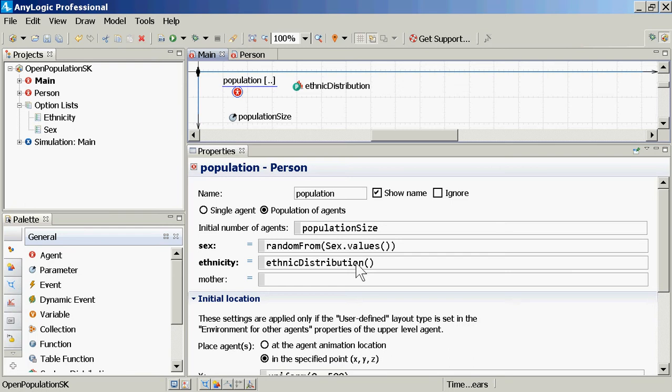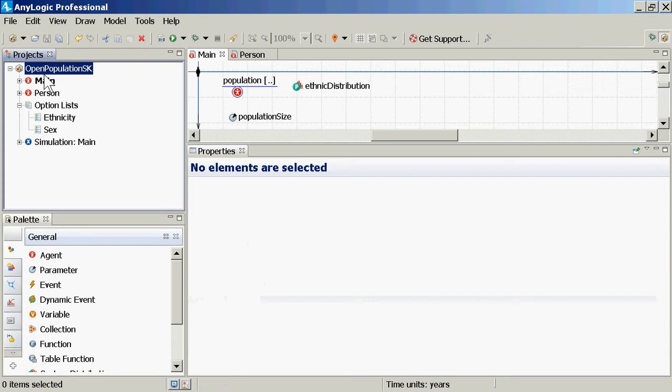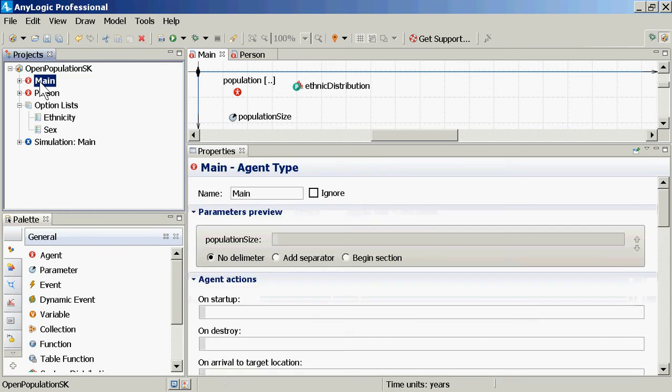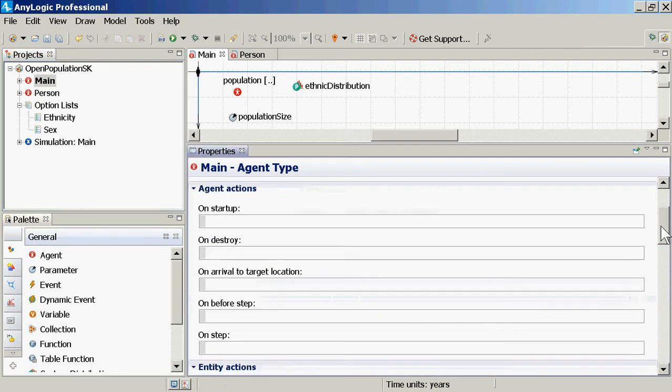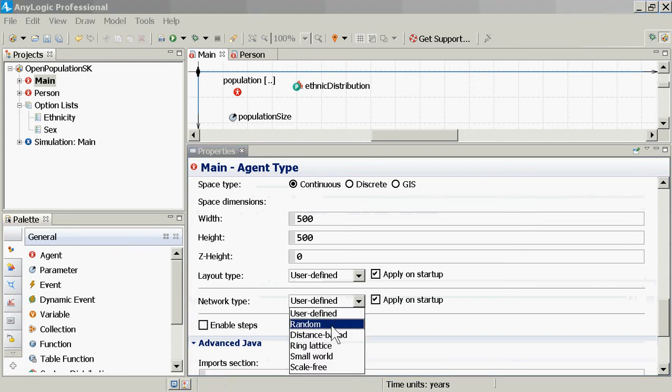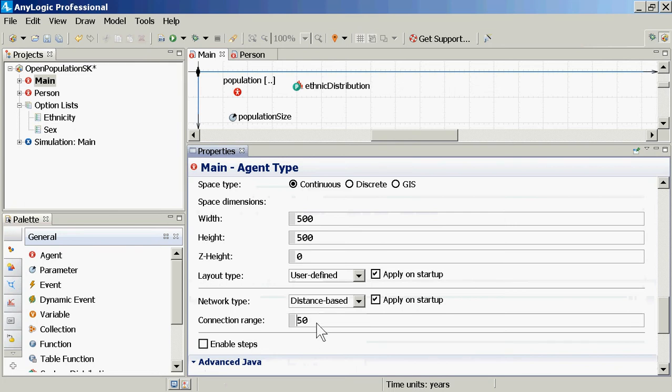Okay, ladies and gentlemen, I'd like now to put in place a network by which people are connected. And I'd like it to have a connection range of 75. Where do I specify a network for this population? How would I specify a distance-based network? Two people are connected if they're less than a certain distance apart. We'll go to main, and we scroll down to the environment area of main, and I can specify a network type. I want it to be a distance-based network with a connection range of 75.